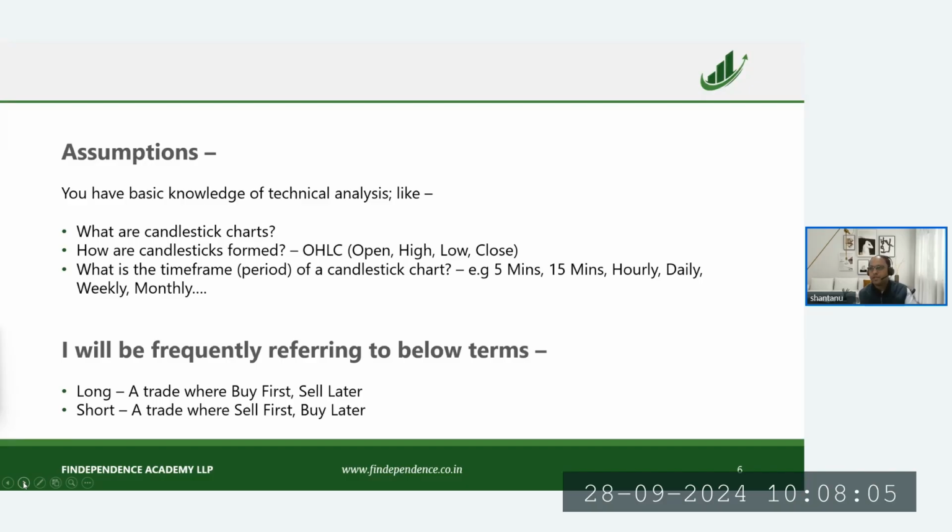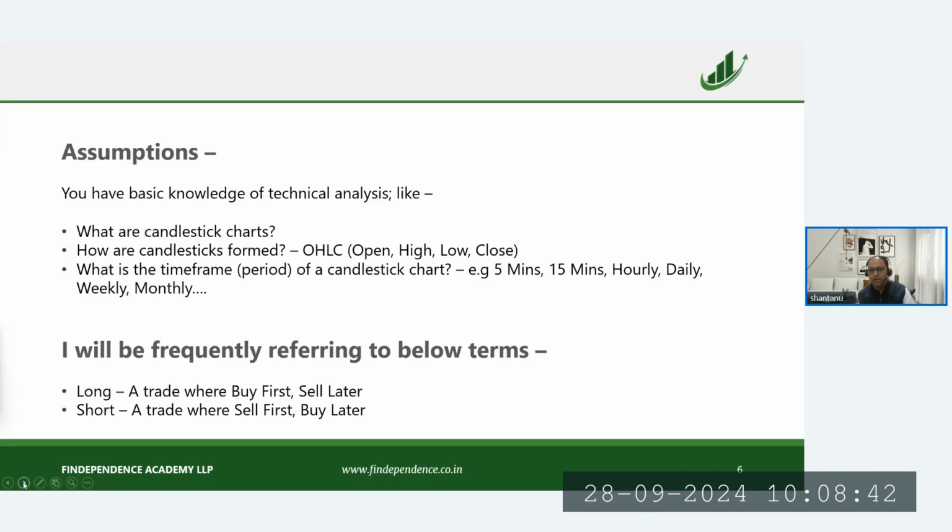The first assumption is you have basic knowledge of technical analysis. When I say basic knowledge, it means you know what candlestick charts are and how candlesticks are formed. So basically a candlestick is formed with four price points: open, high, low, and close. You are also aware of the different time frames used for a candlestick chart. Examples can be 5 minutes, 15 minutes, hourly, daily, weekly, monthly, whatever.